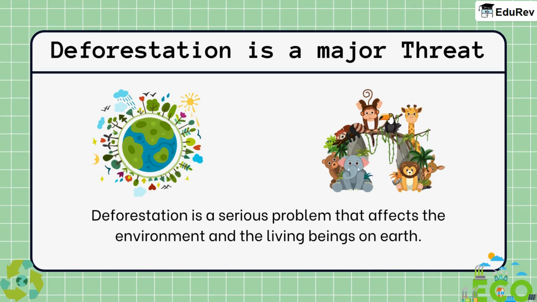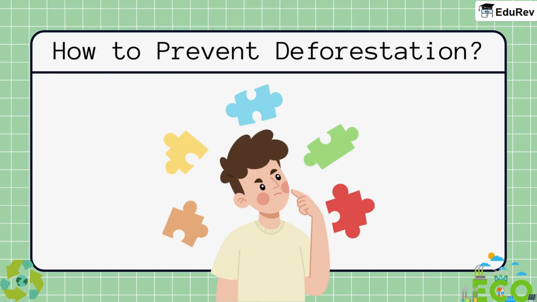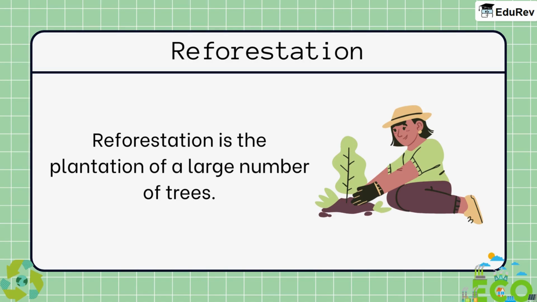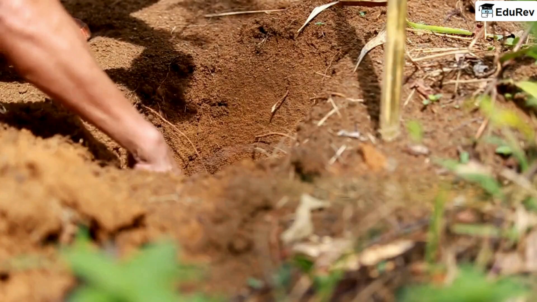Therefore, we must take steps to prevent and reduce deforestation. And how will we do that? There is a simple solution to this problem. Reforestation. Reforestation is the plantation of a large number of trees.